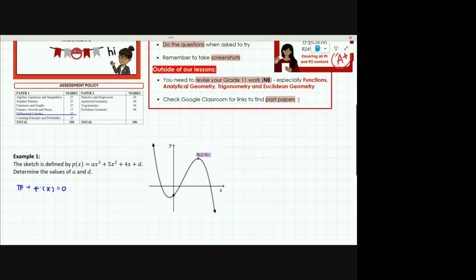Now, it doesn't matter which one you start with. It is completely up to you. I've already written down turning points, so I'm going to go with that. What that does mean, however, is we need to find the first derivative.